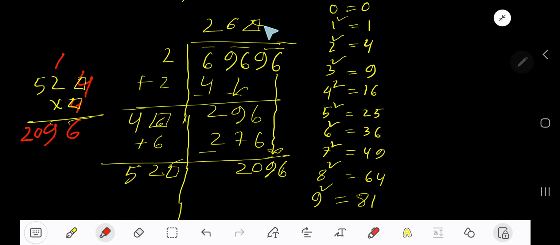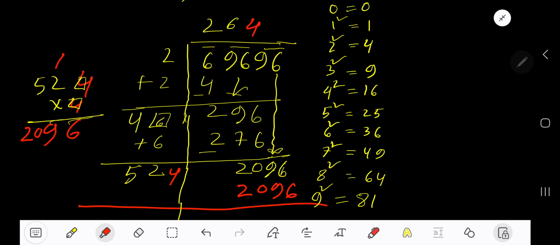2096. That is, if we take 4 here, and we multiply 4 times 524, we get 2096, which is equal, right? So our guessed number 4 is correct. 4 times 524 gives us 2096. If we subtract, we get 0. As our remainder is 0, we are done.